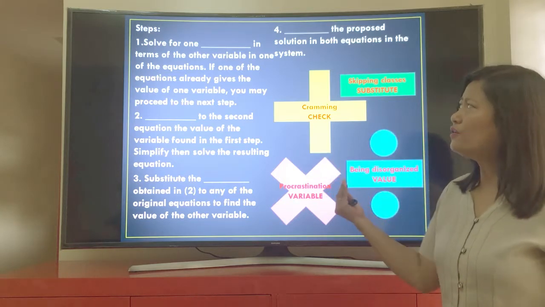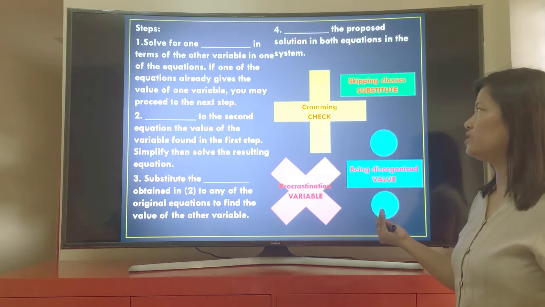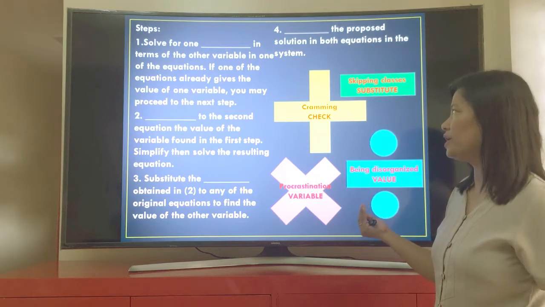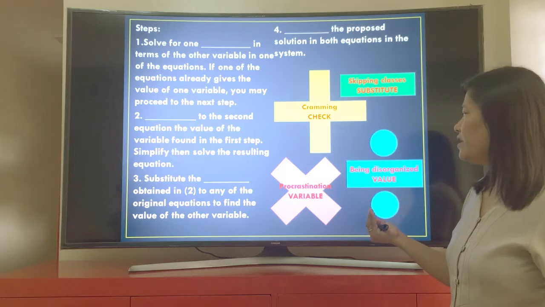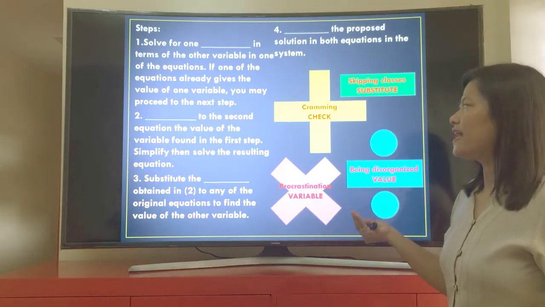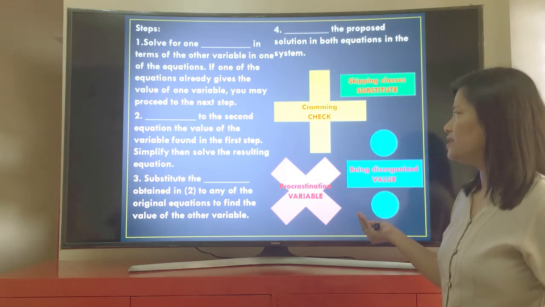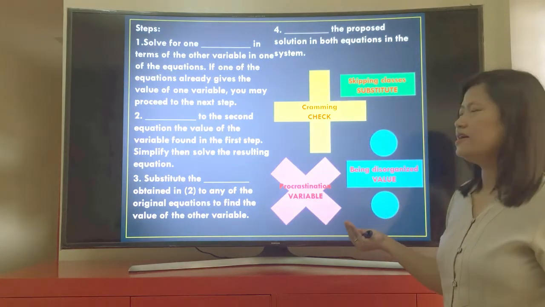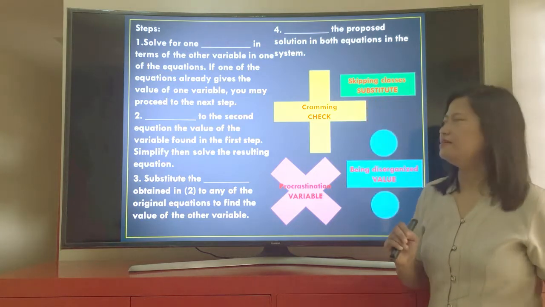Number 1. Solve for one variable in terms of the other variable in one of the equations. If one of the equations already gives the value of one variable, you may proceed to the next step. The answer is variable. Number 2. Blank to the second equation the value of the variable found in the first step. Simplify, then solve the resulting equation. The answer is substitute.